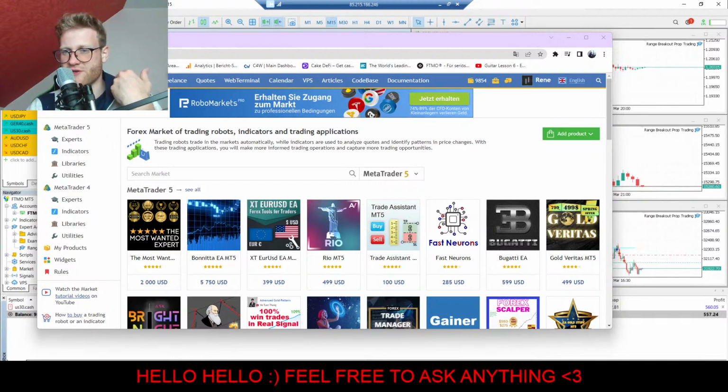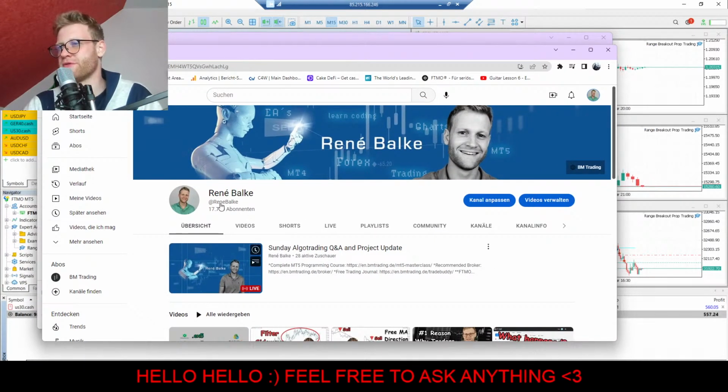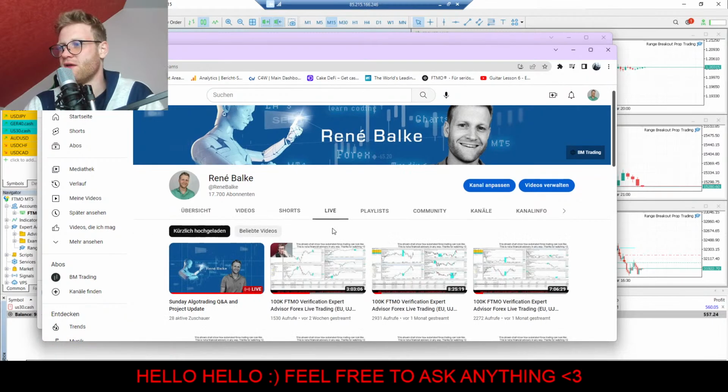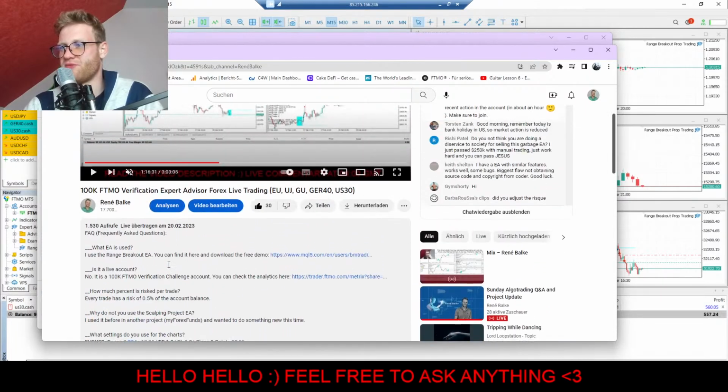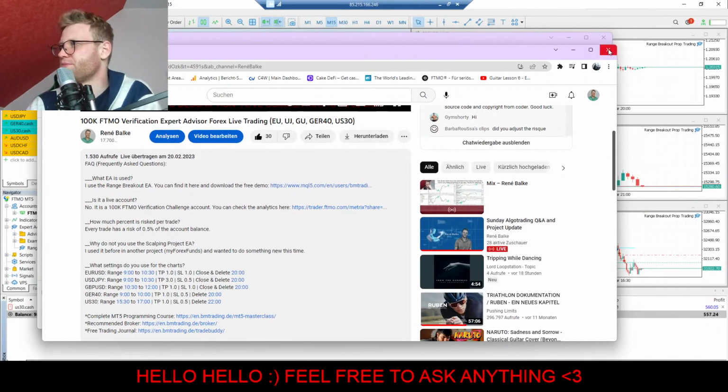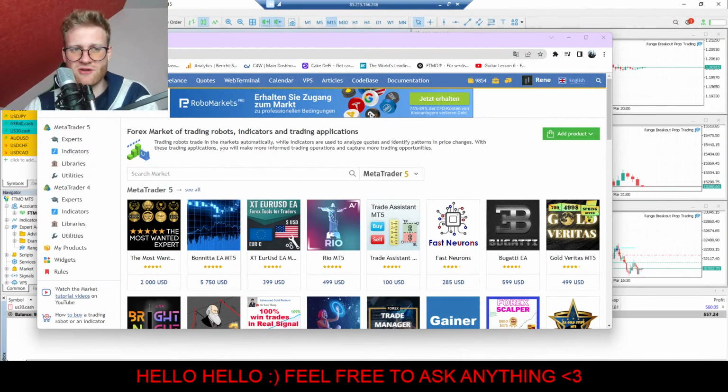The settings for the range breakout system on USD Japanese yen. If you're asking for the settings that I used in the last weeks in the live stream, you can just check out the last live streams on the channel. You will still find them. So if you are on the René Balke channel, you can just go to live, click on any of these live streams, and then check out the video description. You will find the settings that I used in the past for trading. But these are not recommended settings or anything. These are just the settings that I used. But please use the strategy tester to find your own settings that you think work for you.